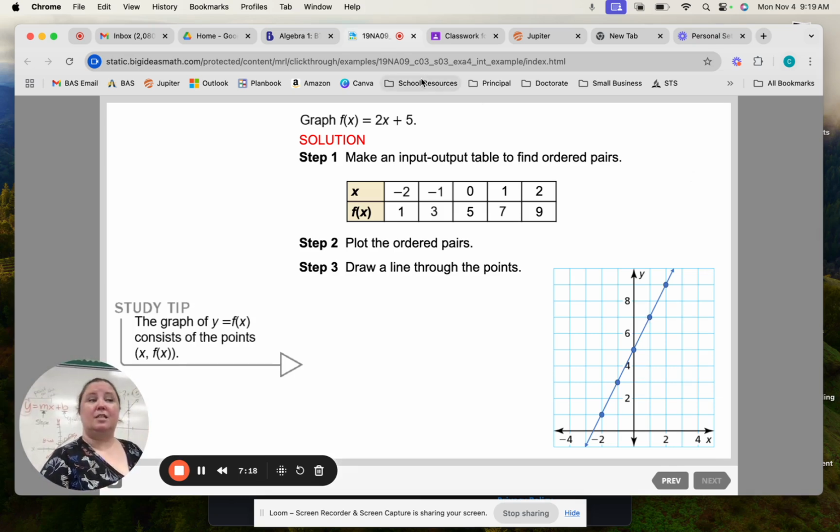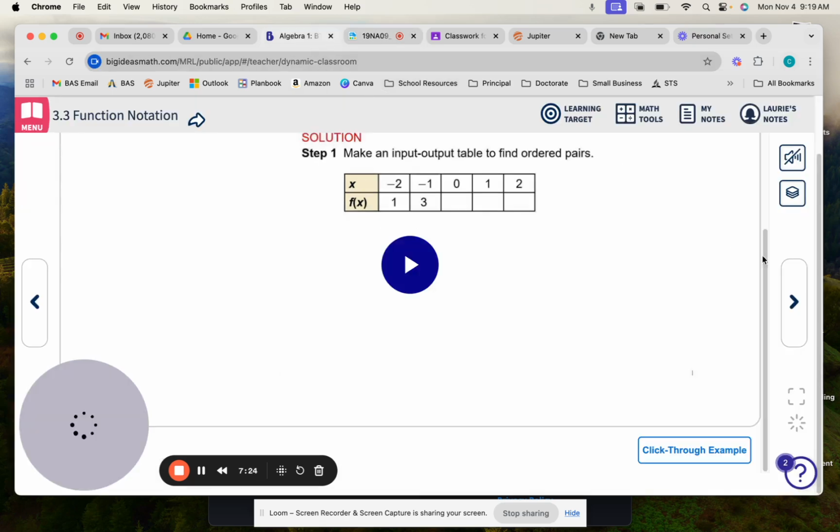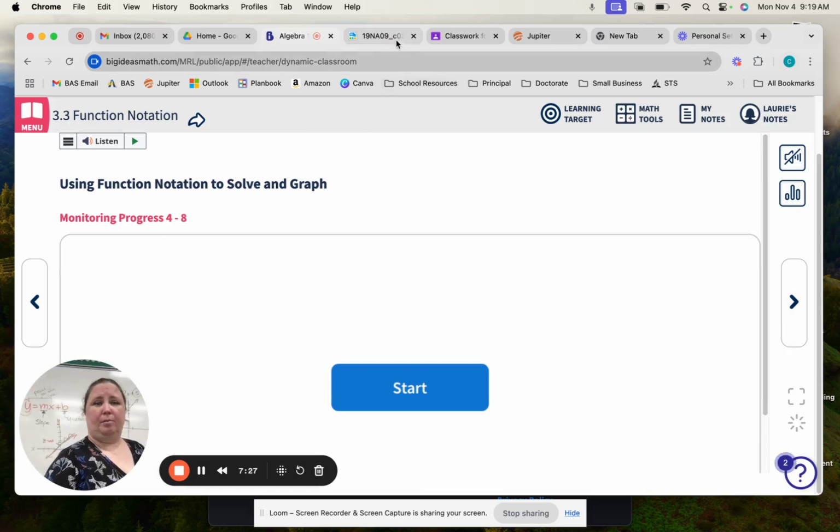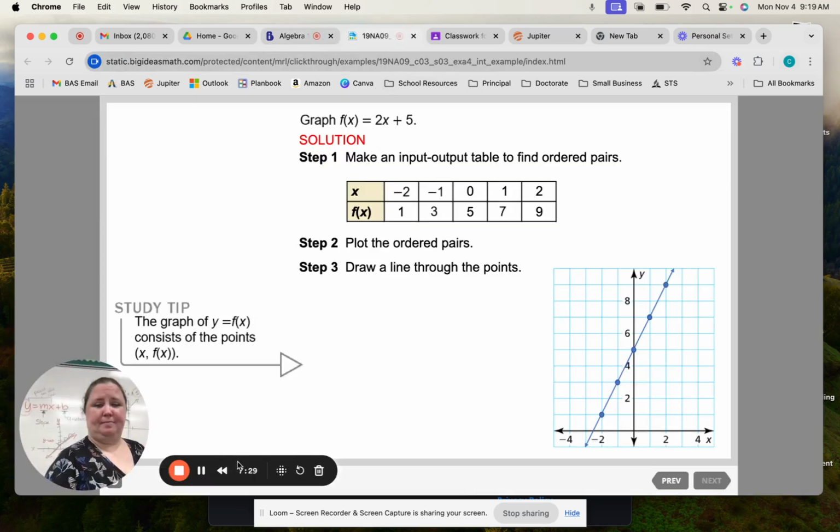All right, any questions? Okay. Then go do monitoring progress 4 through 8. I'll leave this up, but you can do what I did on the board rather than what's on the TV.